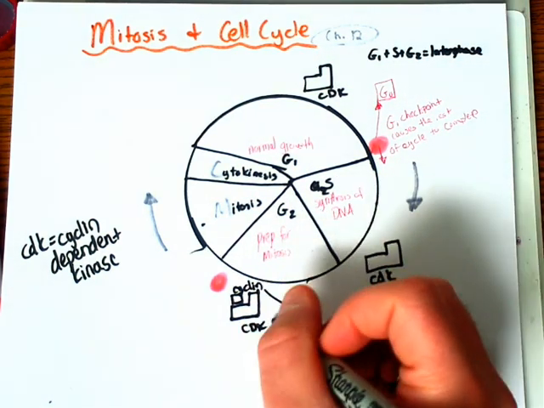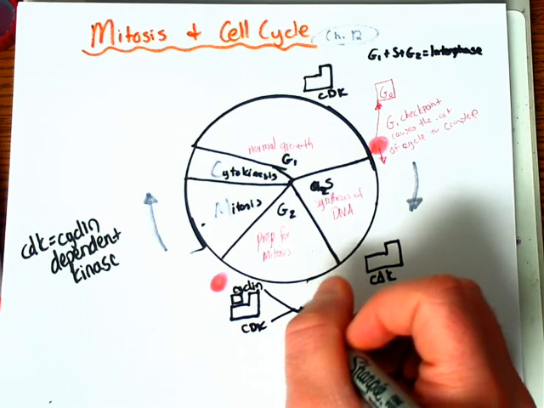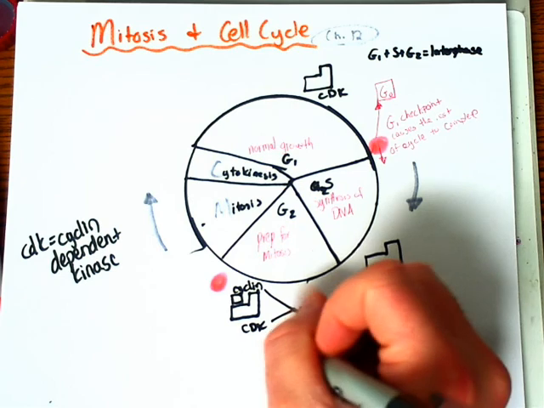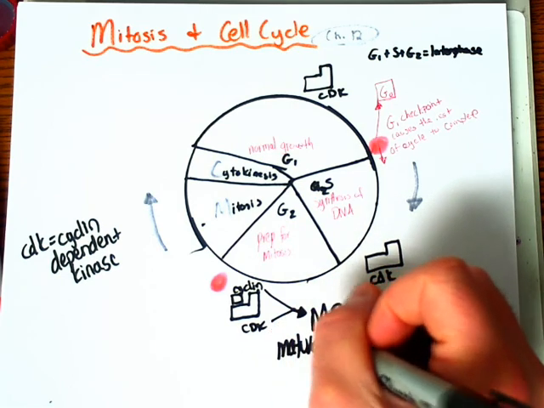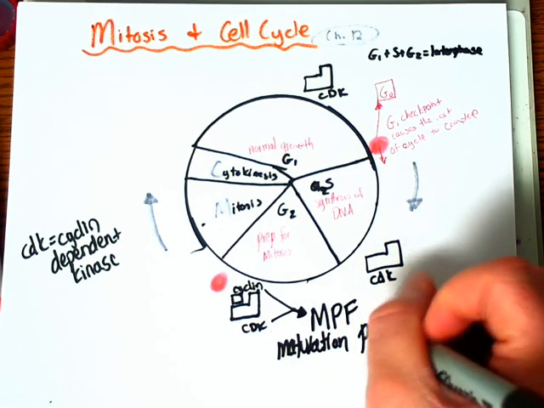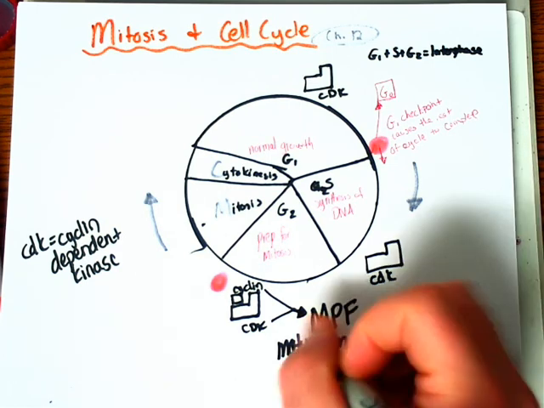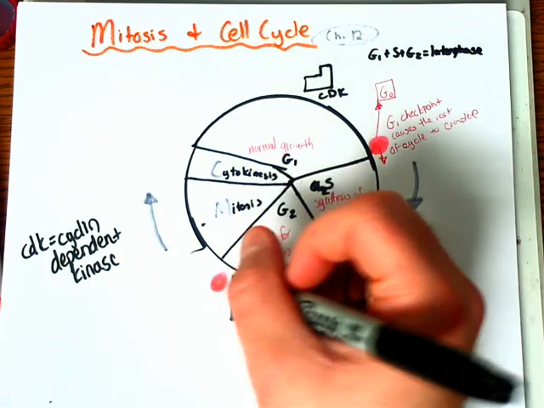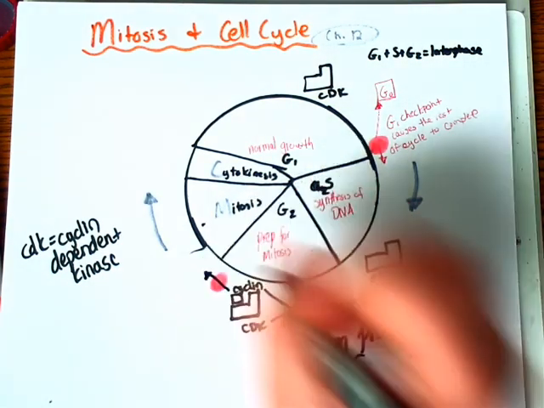And what is this duo called? Do you remember? Okay, it's called MPF, which stands for maturation promoting factor. I always remember that it's basically like the mitosis promoting factor, but it actually is a maturation promoting factor. Cool. And so once you have MPF, you can go through and get into mitosis.